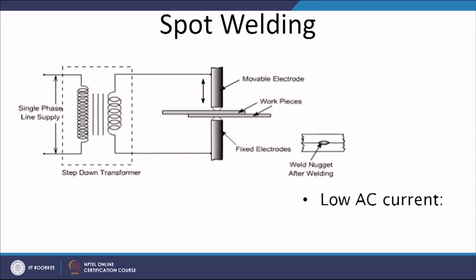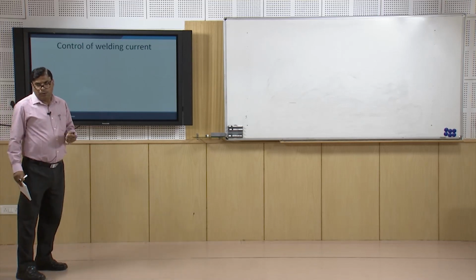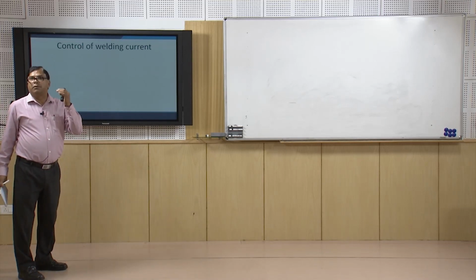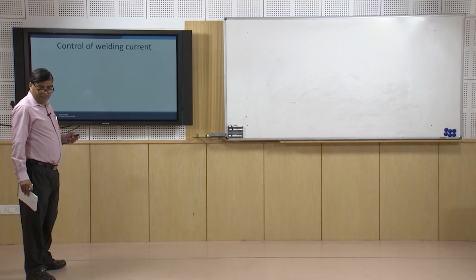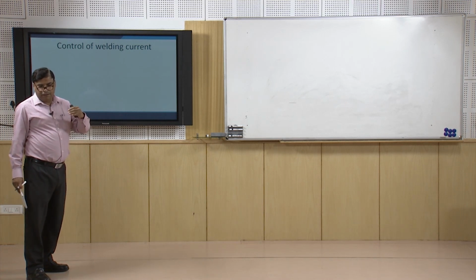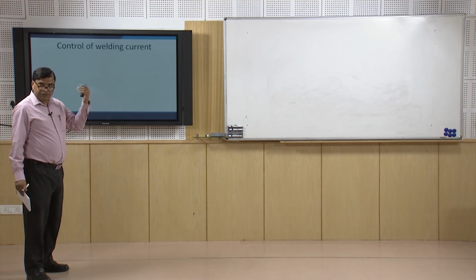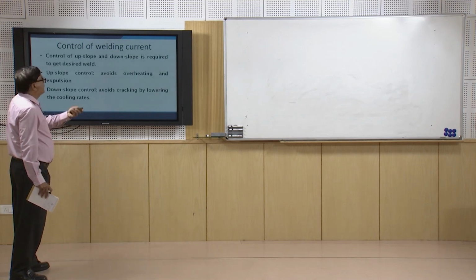The size of the nugget directly determines the strength, the load carrying capacity of the joint. It may use the low AC current or the high DC current, but the frequency of the current which is used in this case is normally low, which varies from say 50 to 350 hertz, and for these welding processes normally the value of current is very high, which is in thousands of amperes.